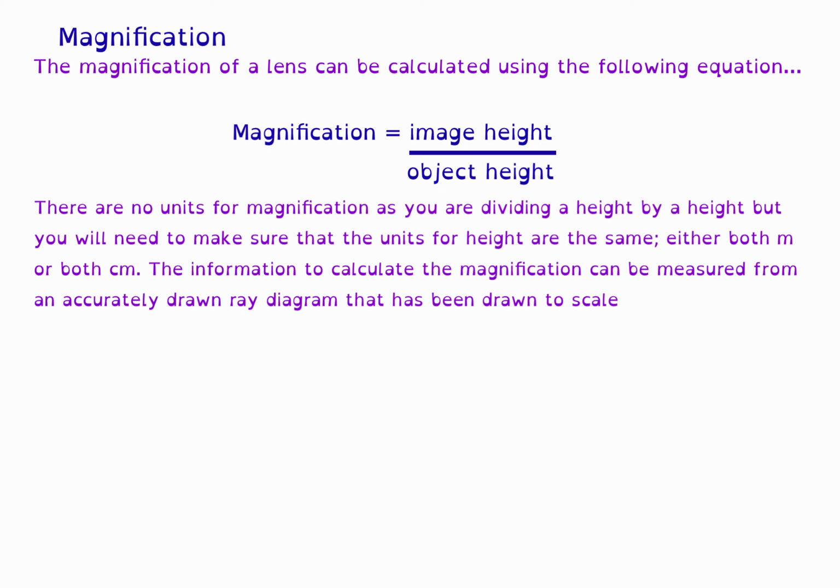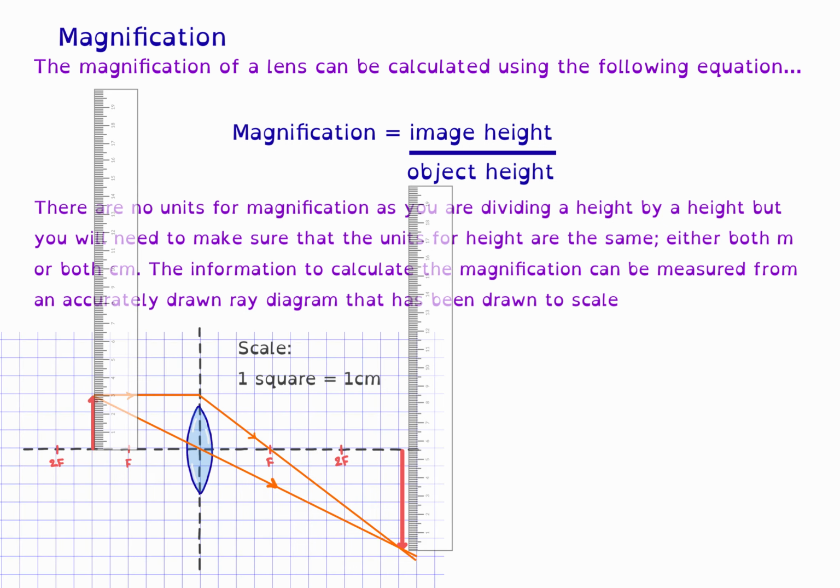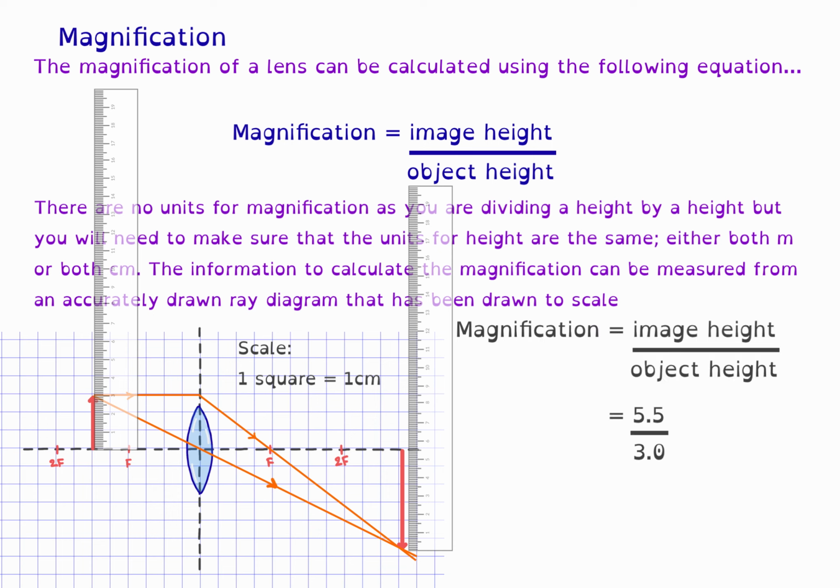The information to calculate the magnification can be measured from an accurately drawn ray diagram that has been drawn to scale. Here's an example. So here we have an accurately drawn ray diagram, and the scale is 1 square is 1 centimetre. So we have 5.5 centimetres for the image height and 3 centimetres for the object height. If we substitute that into our equation, we have 5.5 divided by 3.0, and that gives us a magnification of 1.83.